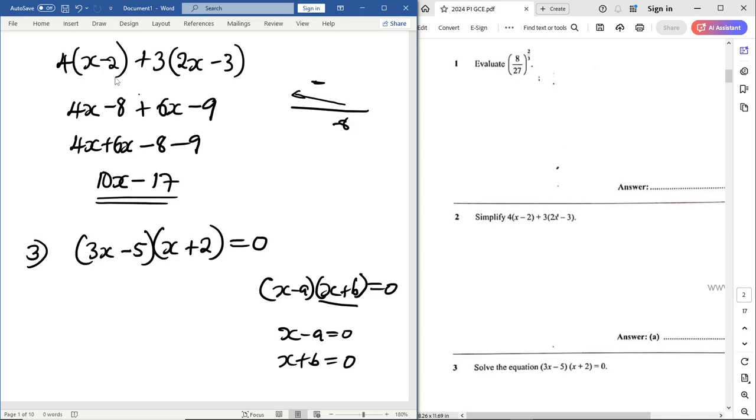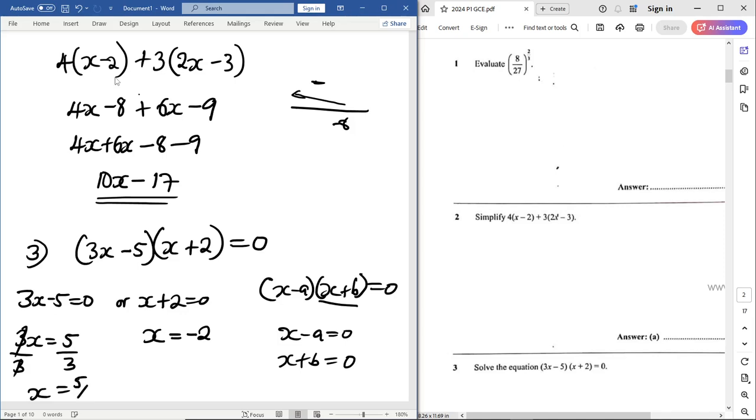So here we're going to have 3x minus 5 equal to 0, or we have x plus 2 equal to 0. So here we transpose this, negative 5 is going to be positive 5 this side. So we're going to have 3x equal to 5. Then this side we're going to have x equal to, if you transpose positive 2 to the other side of the equal sign, it's going to be negative 2. Then we divide by 3 on both sides. And then we have that our x is equal to 5 over 3, or x is equal to negative 2.